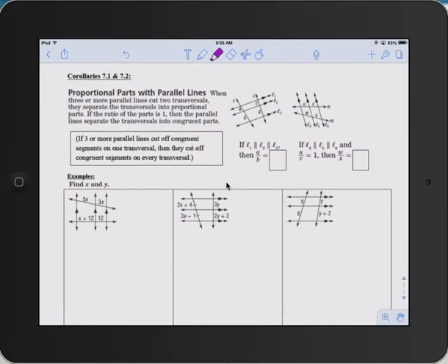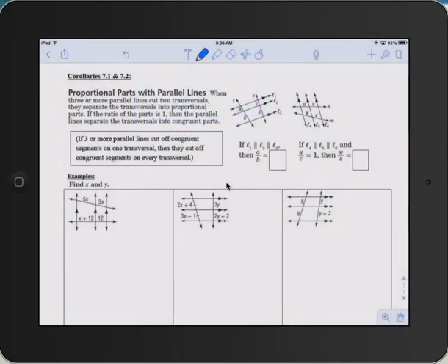Okay, and then the last part for lesson 7.4 is really very similar to the triangles where we had parallel segments making the sides of the triangles proportional. This seems to come up a lot in standardized tests. They like to use parallel lines with multiple transversals there.